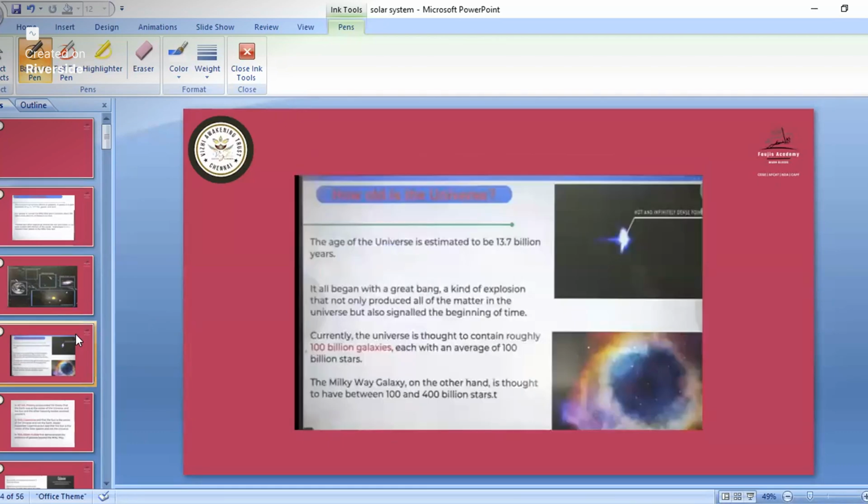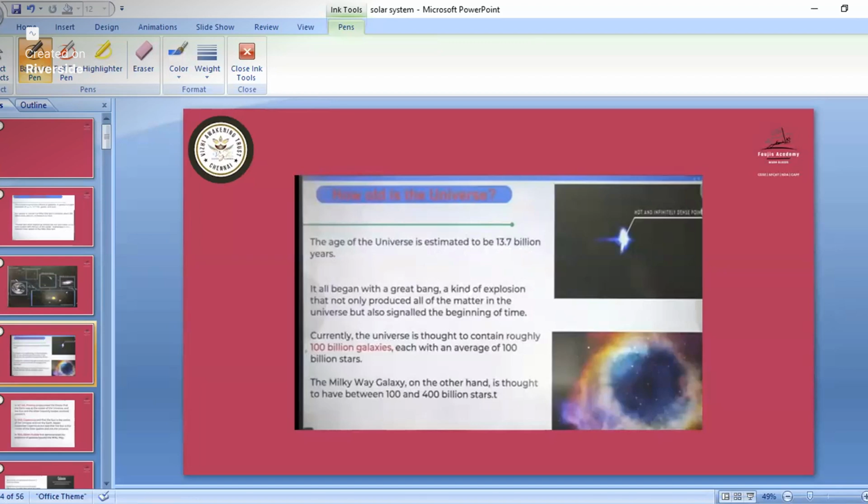Okay. Now see, how old is the universe? The universe is 13.7 billion years old. Before 13.7 billion years, the universe was in a fully molten state, and there was a lot of dust and everything. Then after cooling down, the universe evolved, that is 13.7 billion years ago. It all began with the Big Bang.